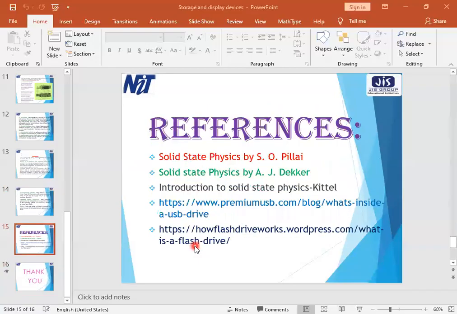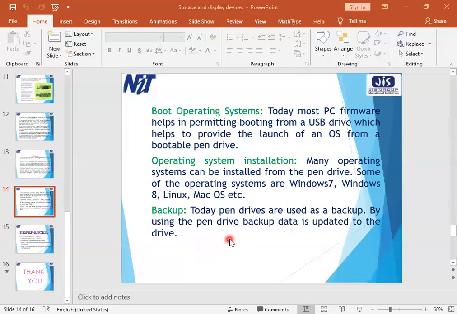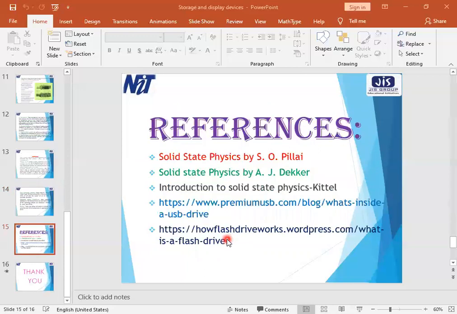And these are the different references which you should go through. These two references I used very importantly to get the information about the pen drive. So you must go through them.